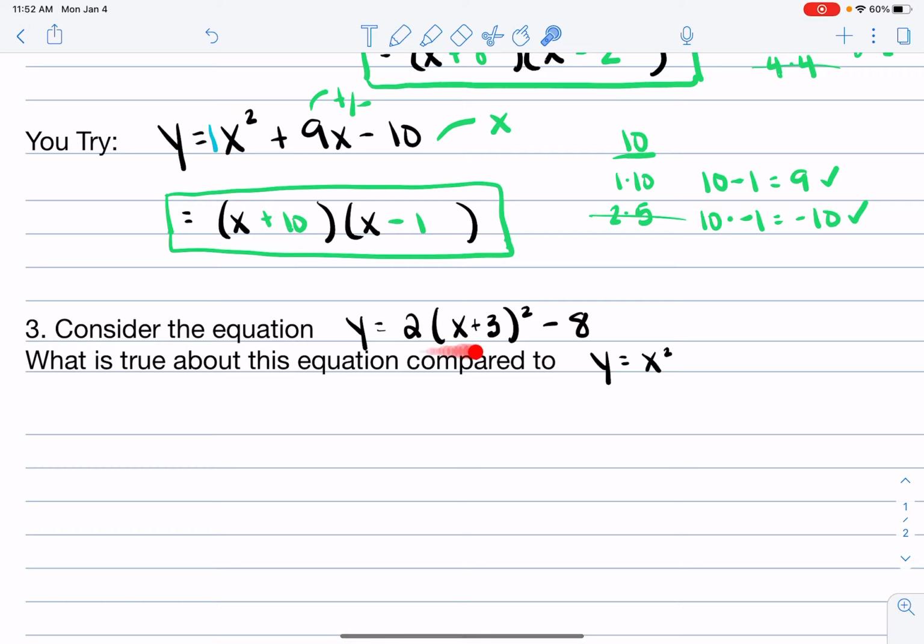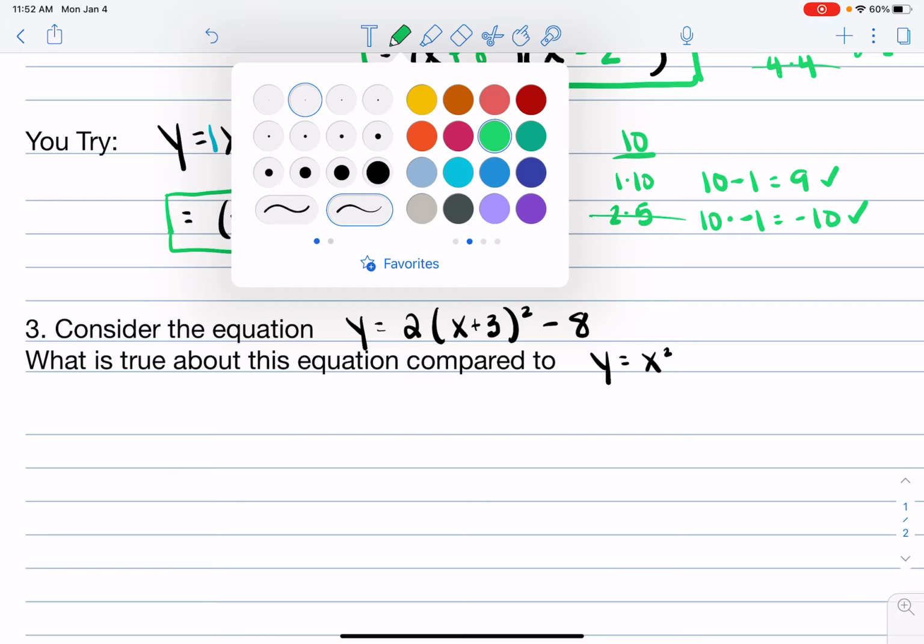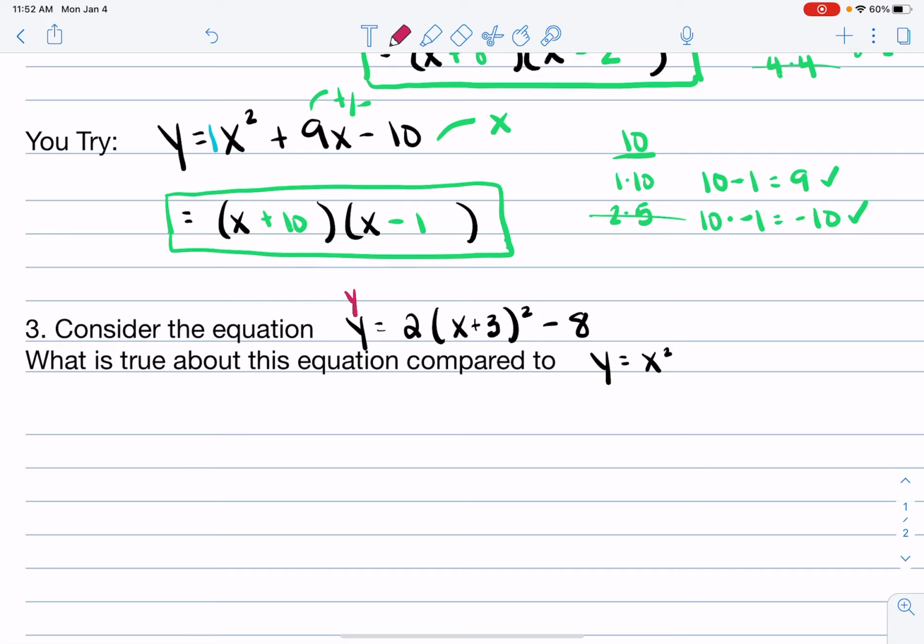One thing to remember is that this is in vertex form. So vertex form was y equals a times (x minus h) squared plus k. So that's the original form. And it's wondering what's true compared to x squared.